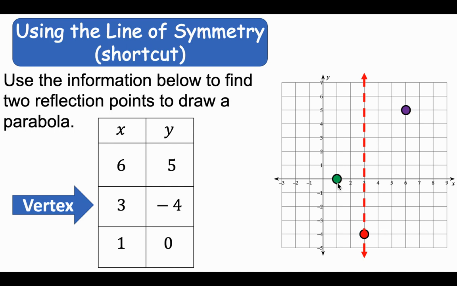So if I look at this green one, that's 2 away. So I'm going to go 2 the other way. All right, this purple one is 3 away. So I must have another one that's 3 over on this side. And there you go. You got your 5 points. Draw your parabola, and you are done.